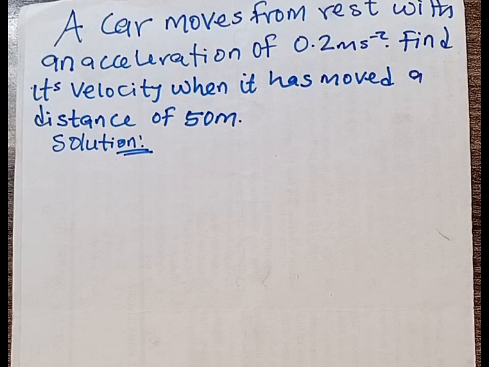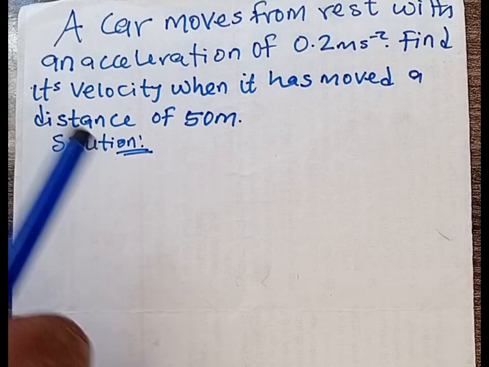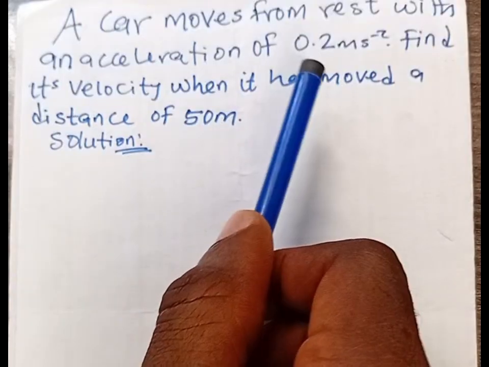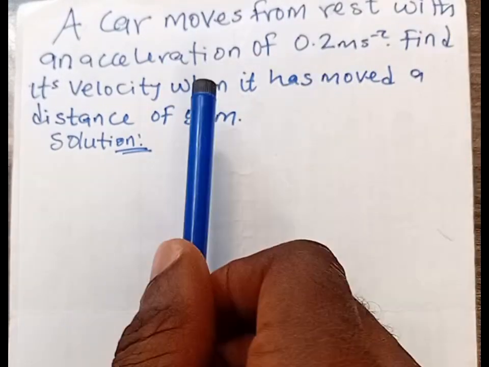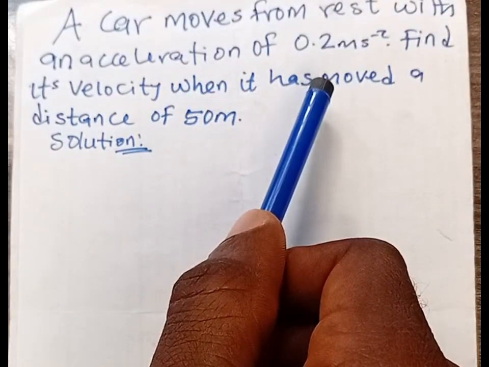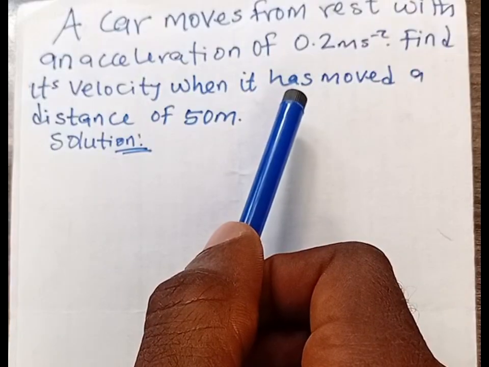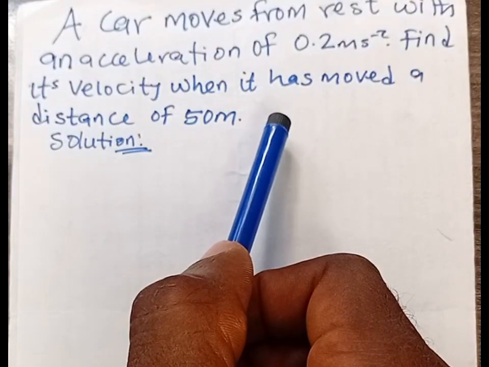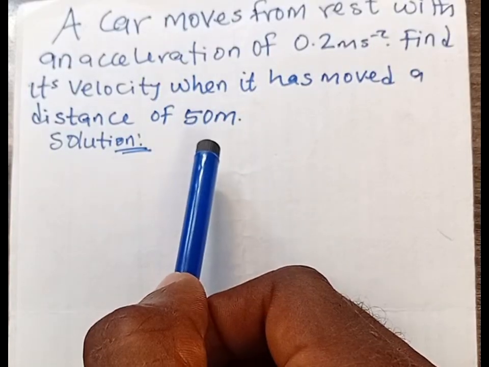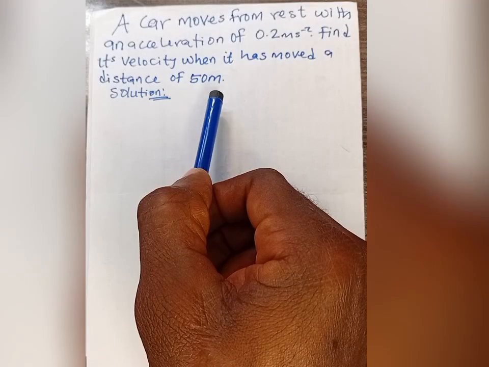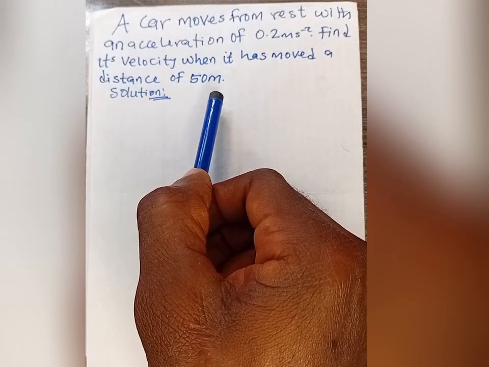In this tutorial, we are going to be solving a little problem and the question says, a car moves from rest with an acceleration of 0.2 meter per second squared. Find its velocity when it has moved a distance of 50 meters. To solve this problem, you have to bring out the equation for solving this problem.